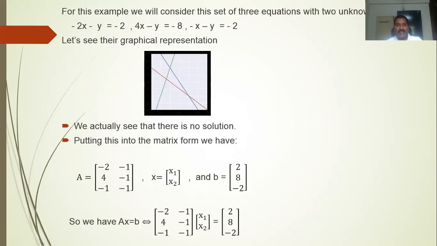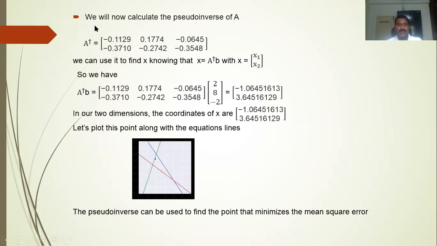Now, does it have full rank? Let's see what is the rank of A. Rank of A is 2, right? Which is equal to the number of columns here. So it's a left inverse. So A plus equal to A transpose A whole inverse into A transpose, right? So you get that A plus.